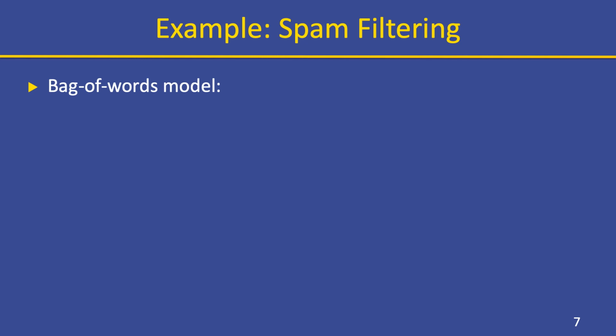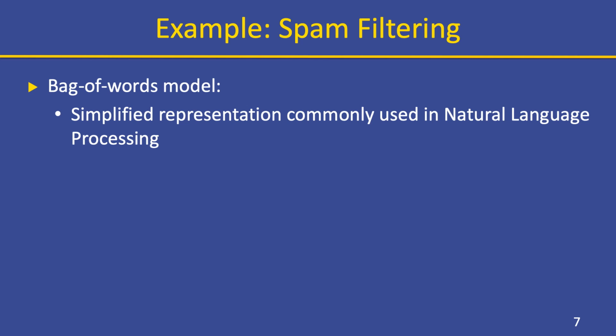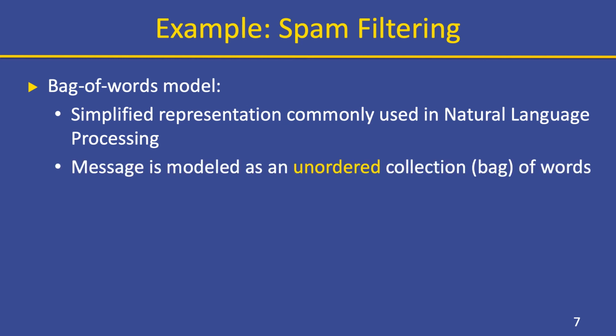Before we move on to the spam classifier example, I want to introduce a simplifying representation that we often use in natural language processing. It's called the bag of words model. In this model, a text or an email is represented as an unordered collection of its words, a bag of words. Grammar is ignored. So two text documents will have the same representation if they contain the same words, even if the order of these words is not the same.